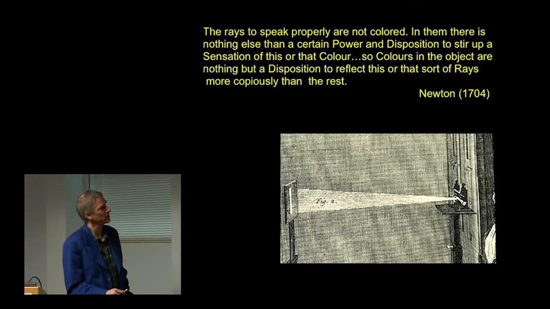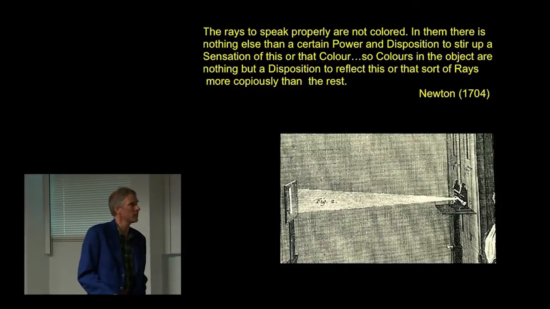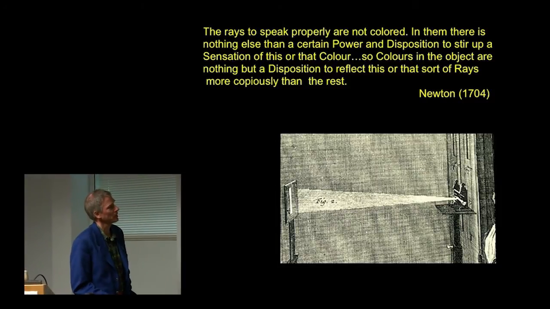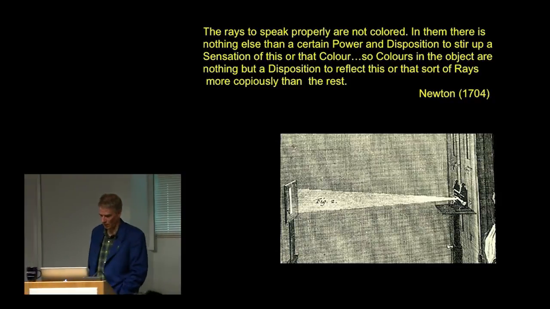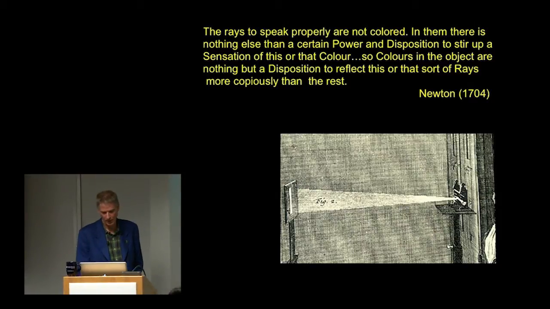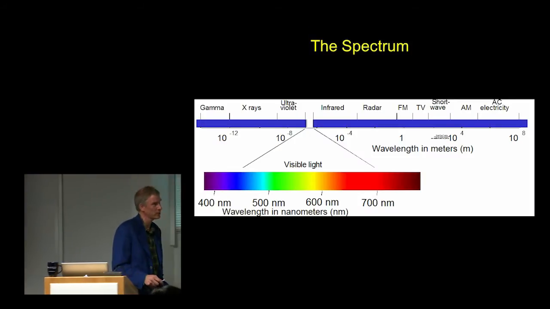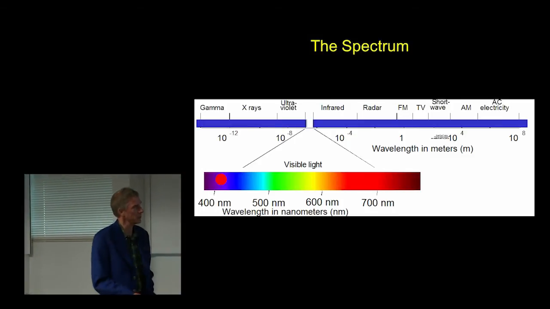This was one of his underlying theoretical assumptions, that there is a certain power and disposition. Today we call it the wavelength, or the energy of the photons. He had this idea roughly 300 years ago. That's how colors are made up. You have a white beam and you can split it up into the individual components. This is what we today call a spectrum, after his term. So this is the entire electromagnetic spectrum.